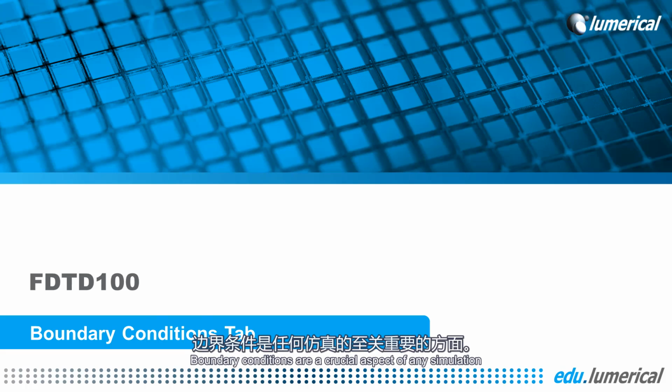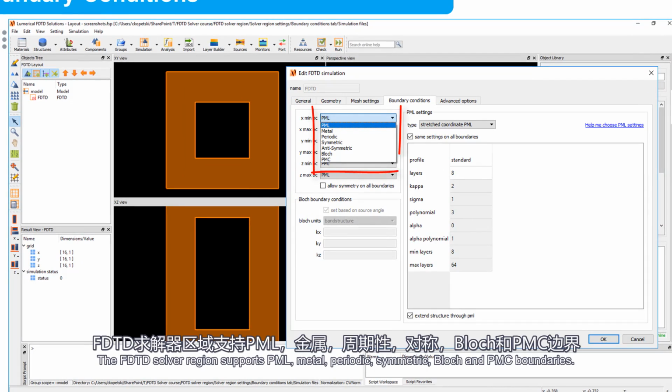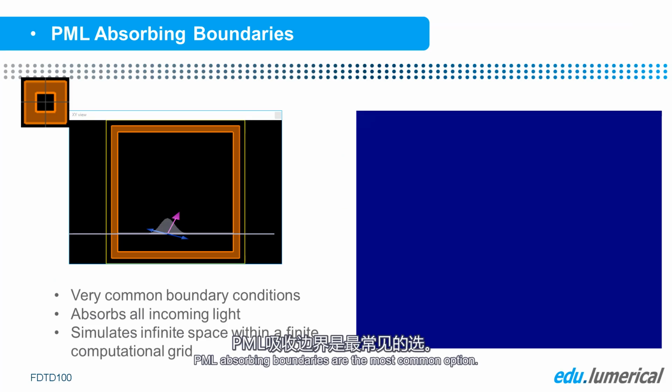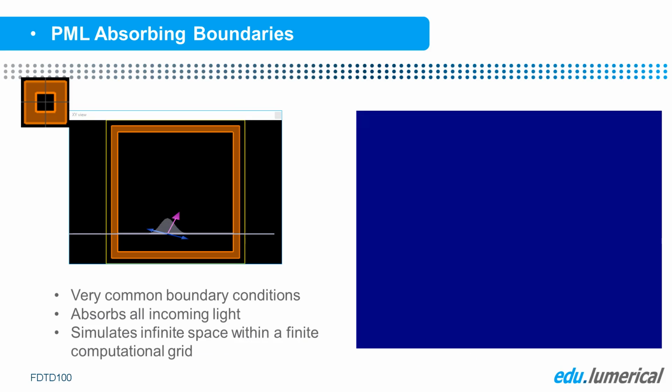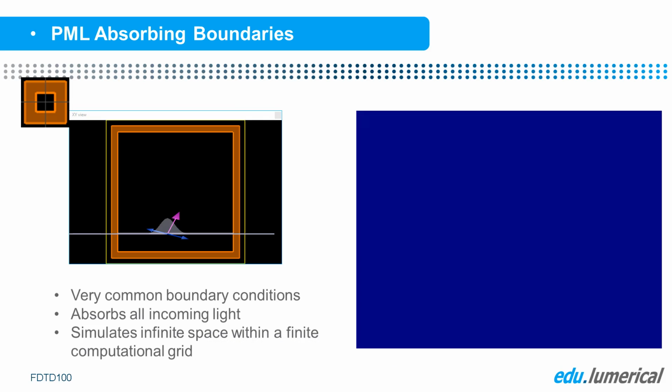Boundary conditions are a crucial aspect of any simulation. The FDTD solver region supports PML, metal, periodic, symmetric, Bloch, and PMC boundaries. PML absorbing boundaries are the most common option. Most simulations use PML on at least some boundaries.